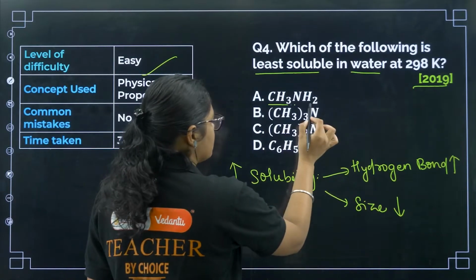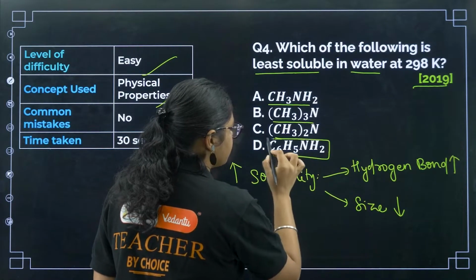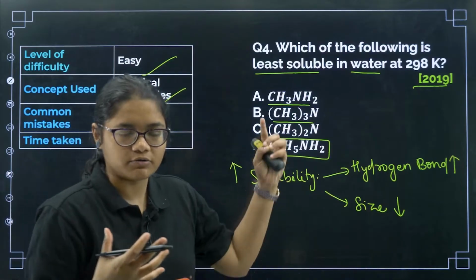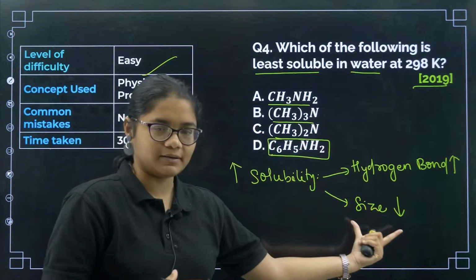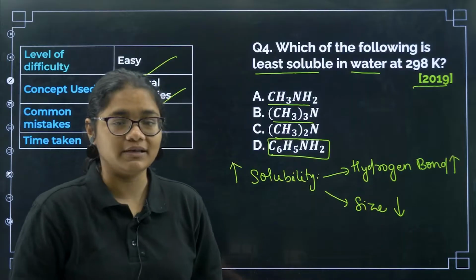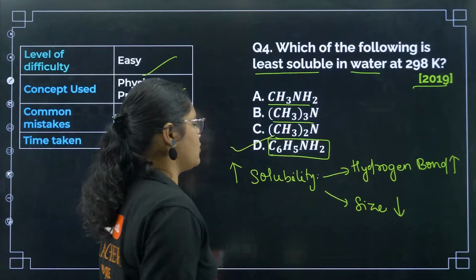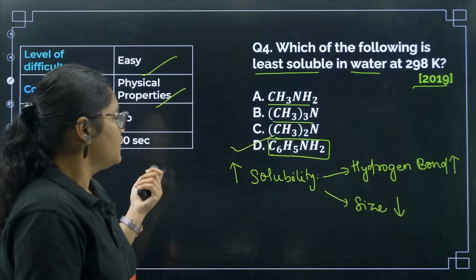Now if you see, out of all these, C6H5NH2 is the biggest molecule out of these 4 options. Its size is very big, that means its solubility will be less. So the correct answer here will be option number D.